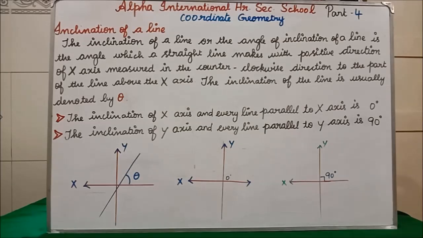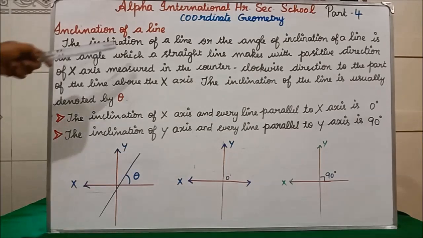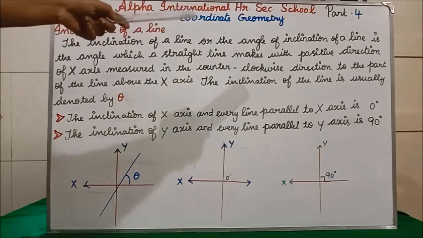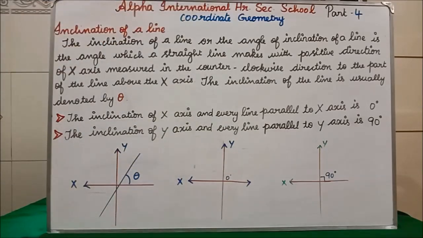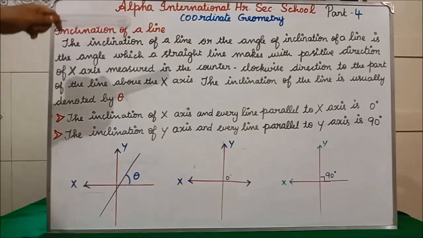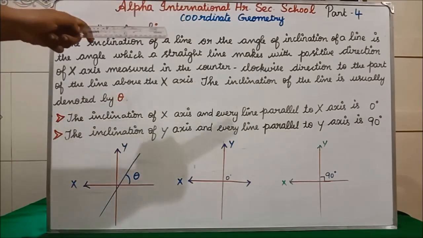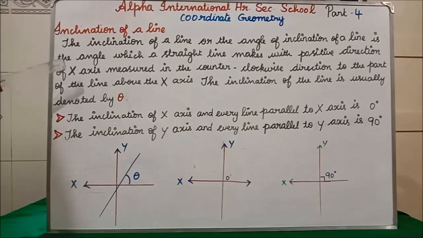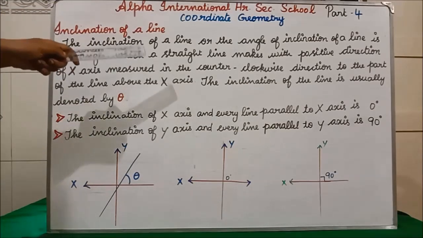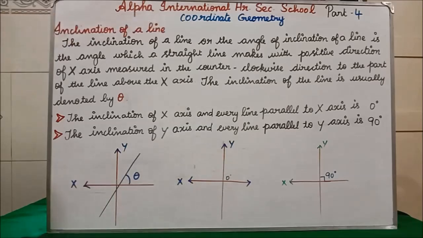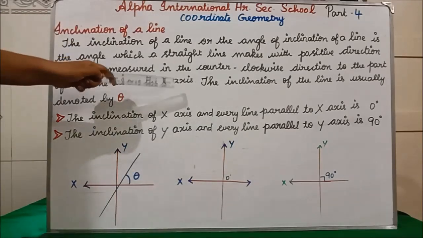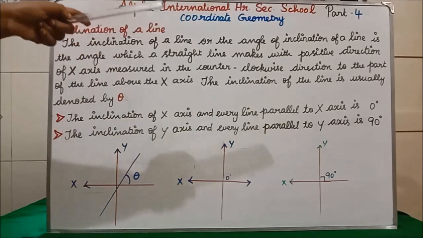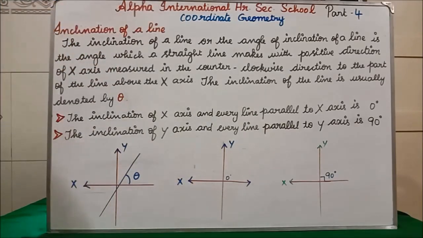Inclination of a line or the angle of inclination of a line. We can say it in two ways. That is the first line. The inclination of a line or the angle of inclination of a line is the angle which a straight line makes with positive direction of x-axis measured in the counterclockwise direction to the part of the line above the x-axis. The inclination of the line is usually denoted by theta.